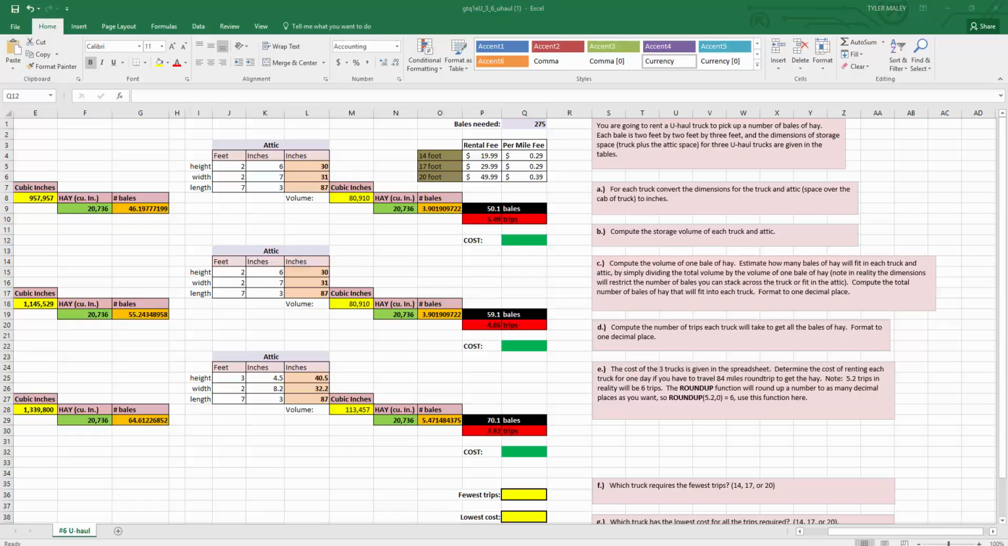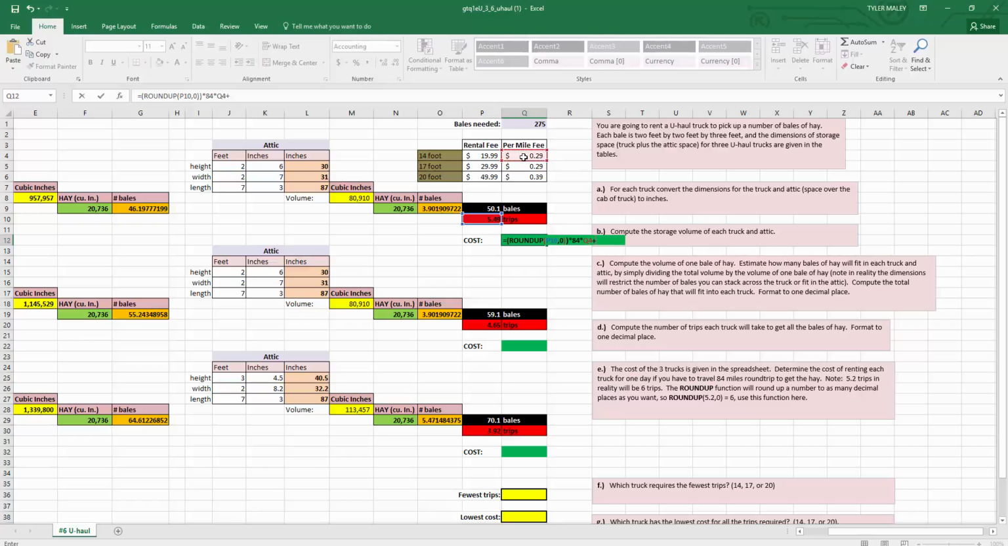So what I'd want to put in here is equals, and then we can type in the round up function. Here it tells us what number we want to round up. So we want to round up P10 in this case, and then comma, and I want 0 digits in the decimal spot. Then I can close this and close my first parenthesis, and then multiply times 84, 84 miles per trip. And then times Q4, the per mileage rate.